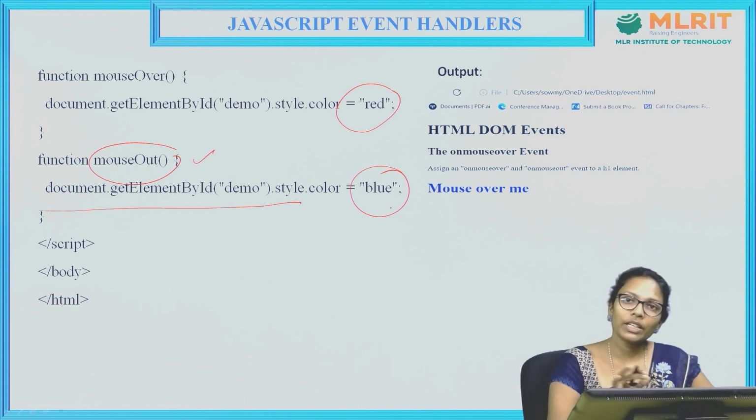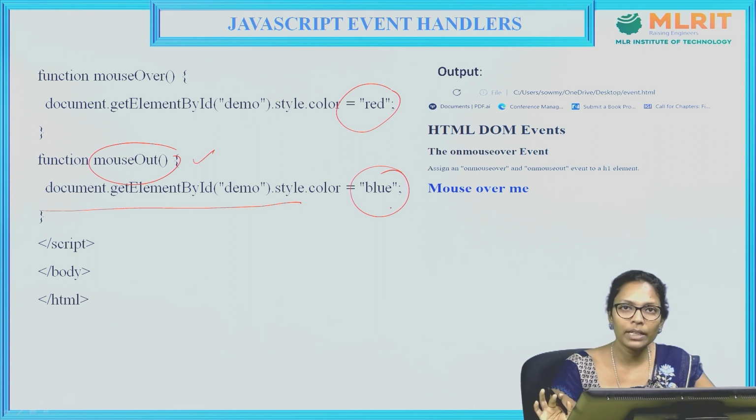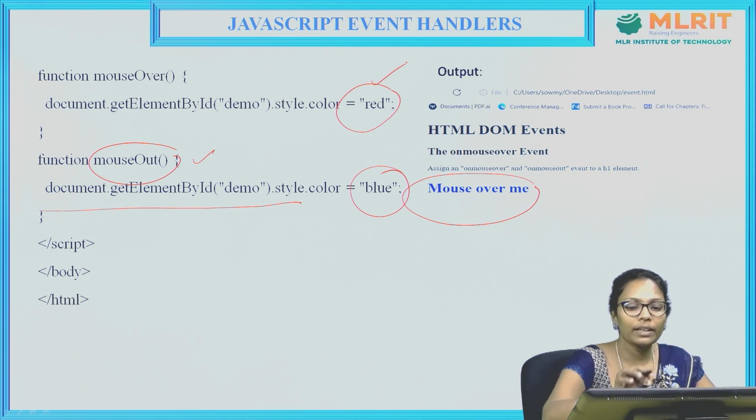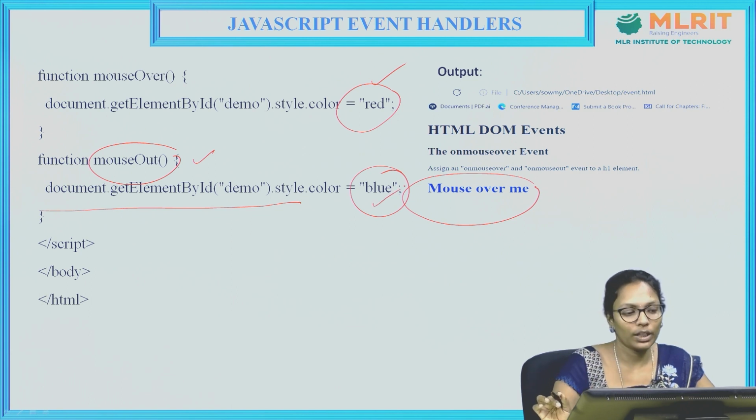So initially, whenever you open the document, all the content will be in black color only. But whenever you move the mouse onto the last heading, then it will be changed to the red color. When you move the mouse out of that, that will be changed to blue color. So we'll see the output for this.